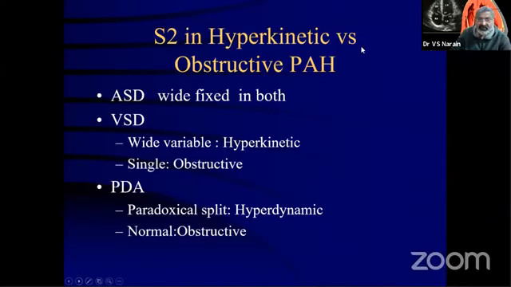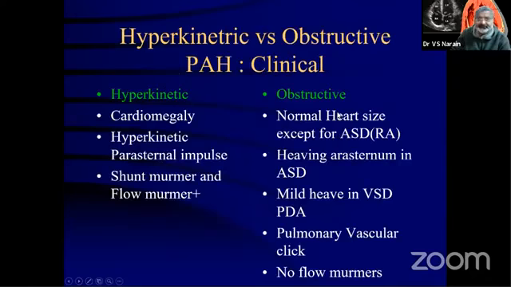What about S2 and hyperkinetic PH, that we have already talked about in the setting of VSD, so we'll skip that. How do you differentiate between hyperkinetic versus obstructive PH clinically? Hyperkinetic PH, you already know, is because of increased pulmonary blood flow, but without any increase in pulmonary vascular resistance, you have a hyperkinetic PH. When you have pulmonary vascular resistance rising, then you have obstructive PH. How do you differentiate between the two?